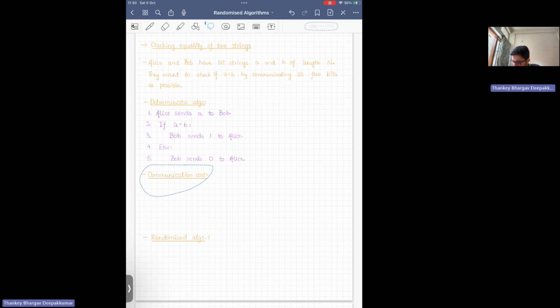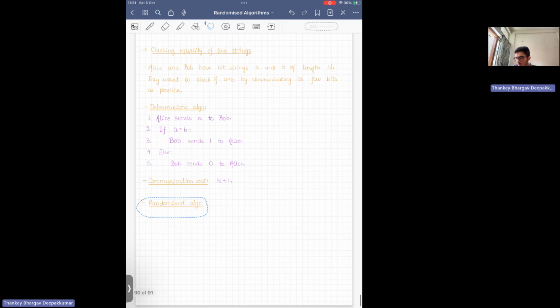However, what's the communication cost over here? The communication cost is n bits sent by Alice to Bob and 1 bit sent by Bob to Alice, so n plus 1. It turns out that for deterministic algorithms, you cannot do better than order n. The reason is simple: let's say Alice or Bob doesn't send even one bit of their string. It's possible that every other bit is the same, and that bit is different, right? So if they miss out sending even one bit, that bit might flip the answer. With deterministic algorithms, you cannot do better than order n bits, but we would see that using randomized algorithms, you can do much better.